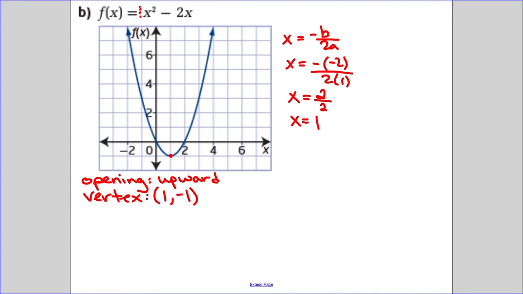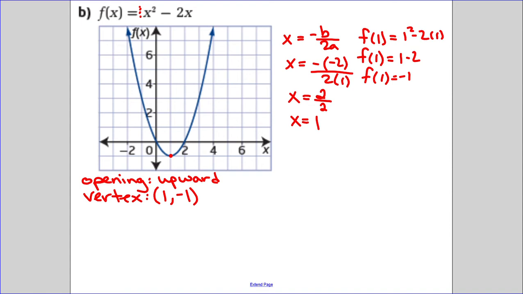Now if it's -1, I should be able to plug that back in, and how we do our function stuff is we always, instead of saying f of x is equal to, if I wanted to evaluate what the function is at 1, then f at 1 is 1 squared minus 2 times 1. I just plugged it back into the equation. And so then f at 1 is 1 minus 2, and f at 1 is -1. So I do have my vertex point right.